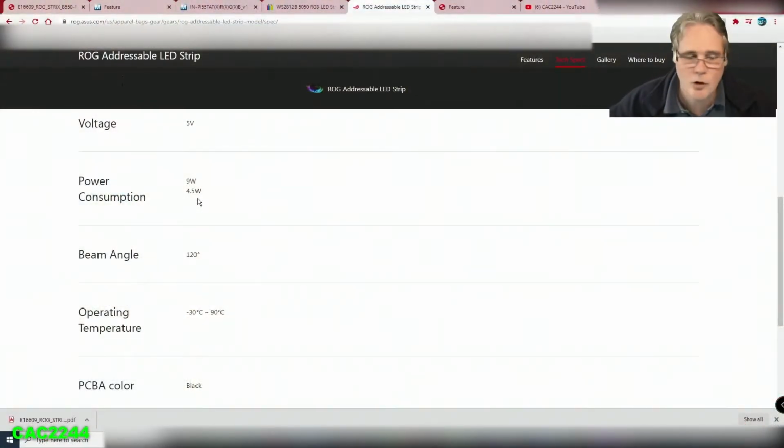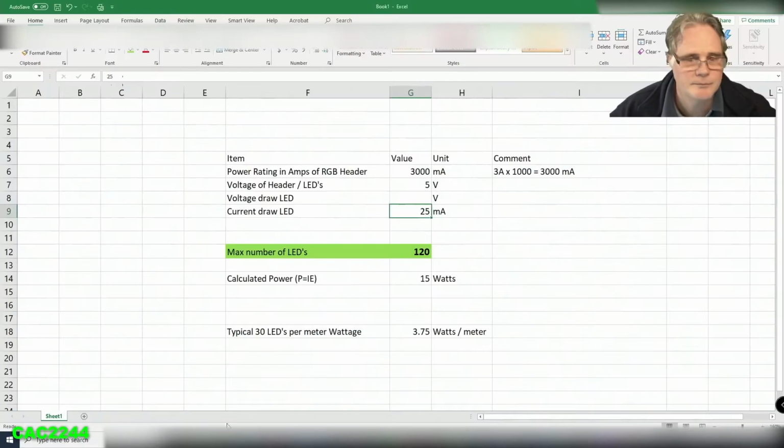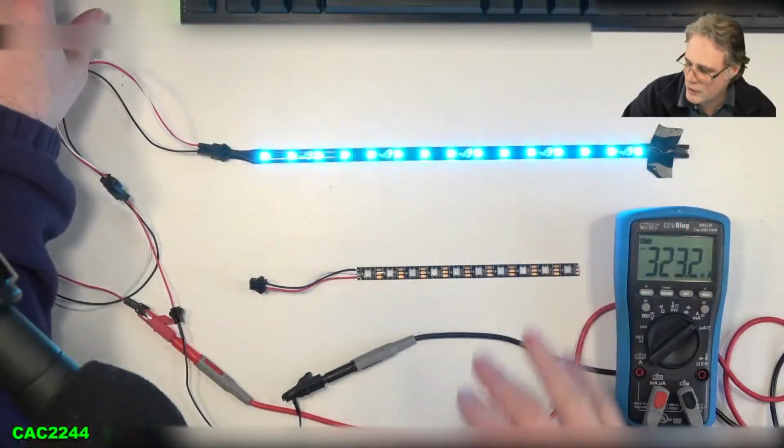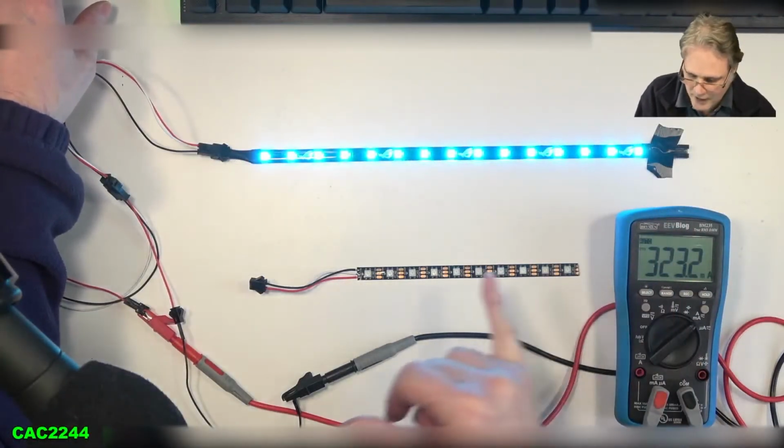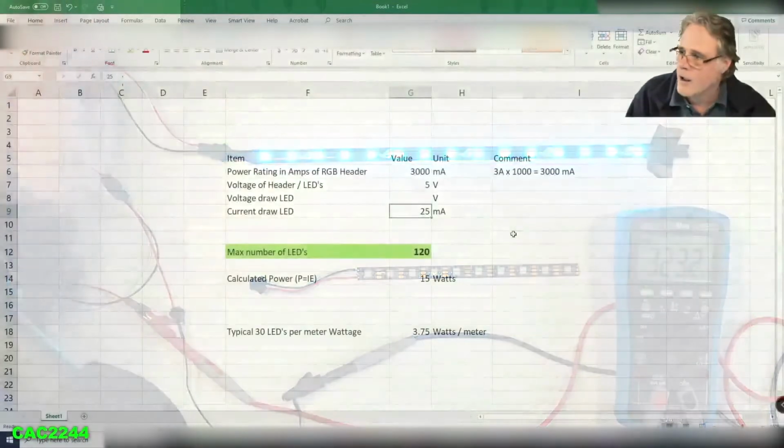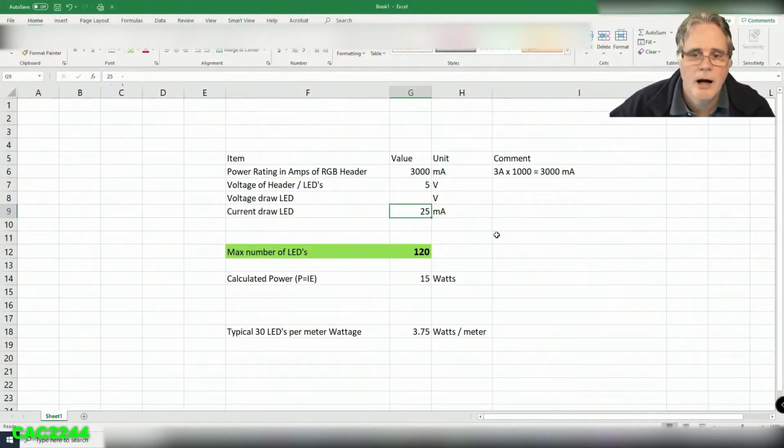Let's go back and look at the little spreadsheet. 3000 milliamps, which is 3 amps, is the header. The voltage of the header is 5 volts. And then the current draw, we're going to put how much. These two strips that I have shown here are at 25 per LED. So if I do the calculation with 25, how many can I put? 120.